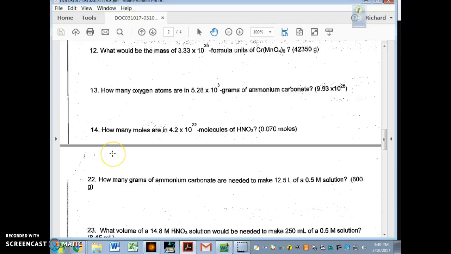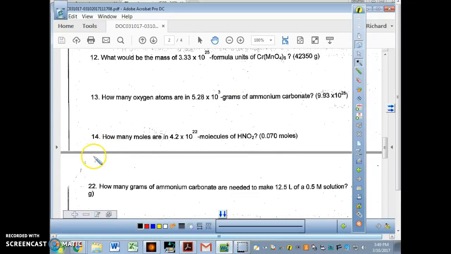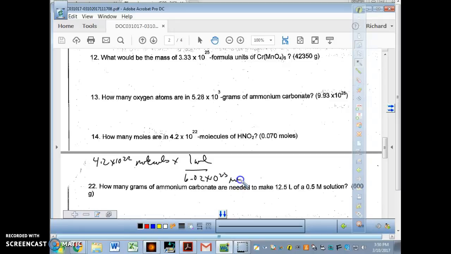And real simply then, all we have to do is take our number of molecules, 4.2 times 10 to the 22nd, and we'll take that times 1 mole over 6.02 times 10 to the 23rd molecules, and the molecules will cancel. That'll give us moles, and that's going to equal 0.070 moles.